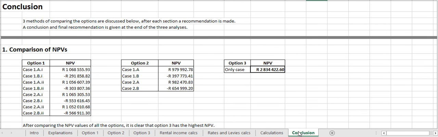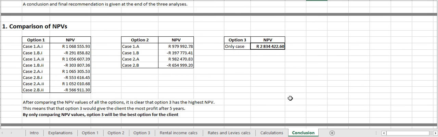The conclusion was based off of 3 different comparisons to ensure the correct recommendation is given. First, the NPV values were compared, and it was found that option 3 had the highest NPV value, therefore making it the most profitable.